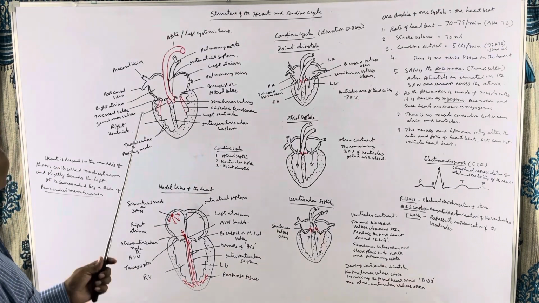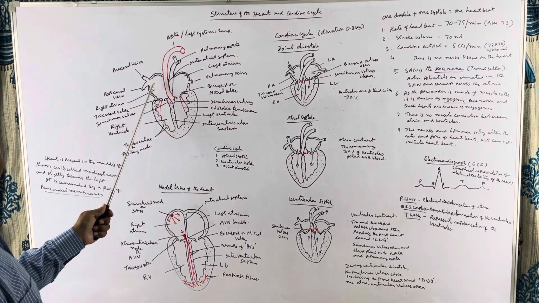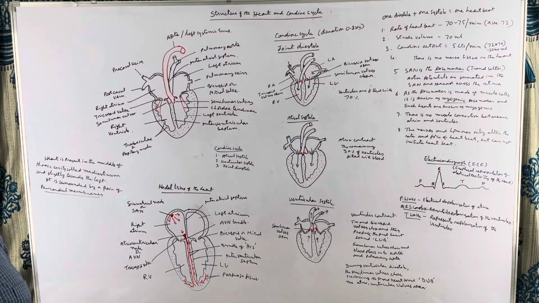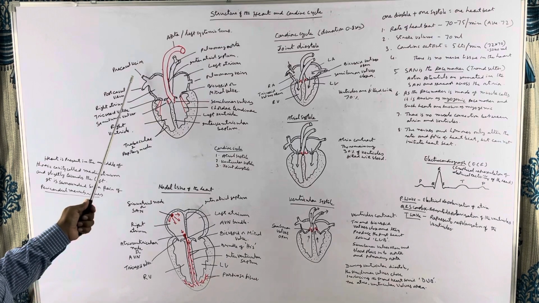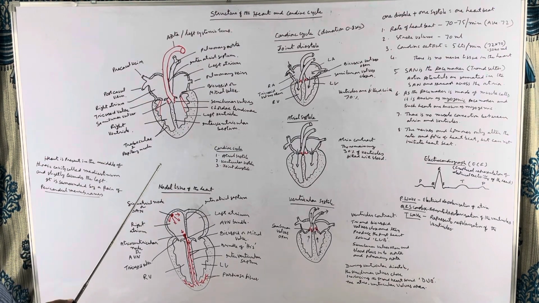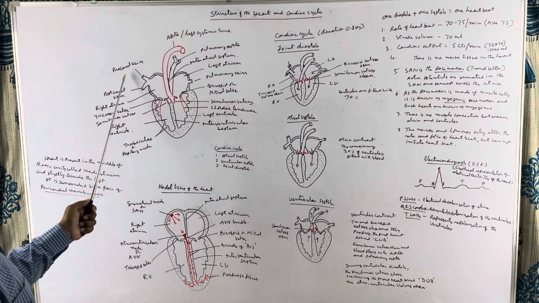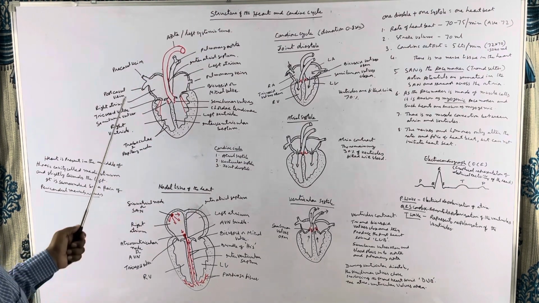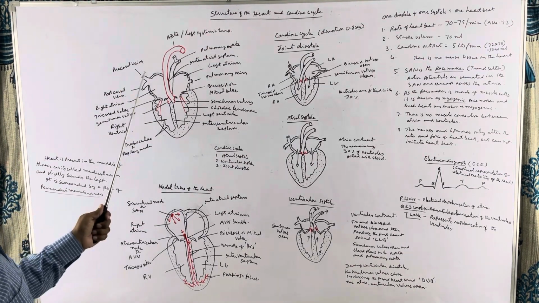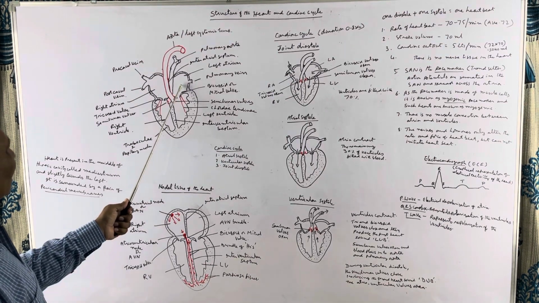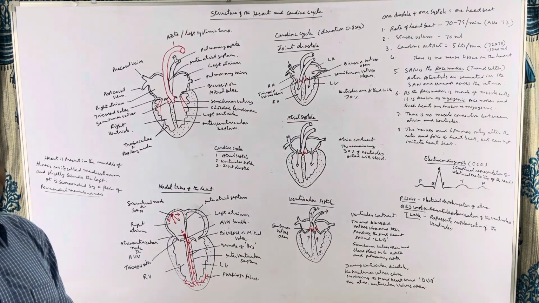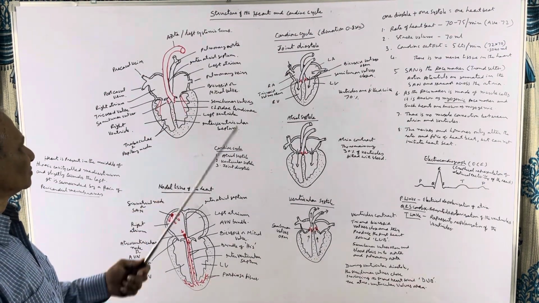Then, the right atrium receives venous blood through two veins known as anterior precaval vein and posterior postcaval vein. They bring venous blood from various parts of the body into the right atrium. Then, the left atrium receives oxygenated blood from the lungs through the pulmonary vein.